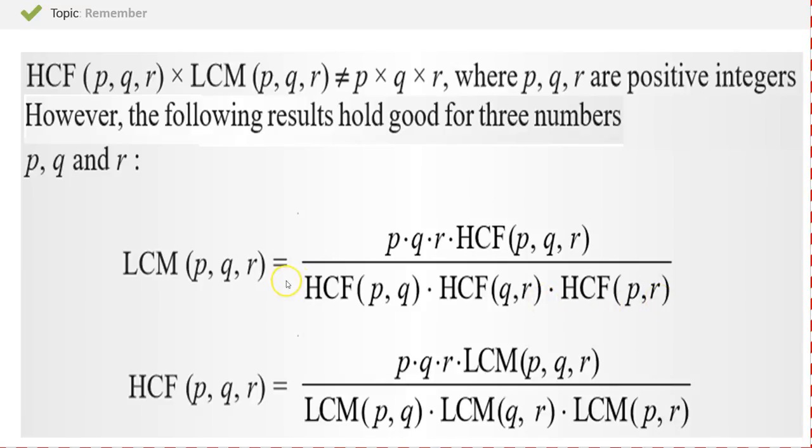So it's P and Q, Q and R, and R and P. It's a cyclic order. Similarly, the HCF is nothing but the same, though it's a little different. If you want to calculate the HCF, the first part is the multiplication of all three numbers P, Q, R. Now here you multiply with the LCM as opposed to the HCF on top, because you are trying to find the HCF. So it is the LCM of P, Q, R, and on the lower side, as opposed to the HCF, it is going to be the LCM of PQ, QR and RP.